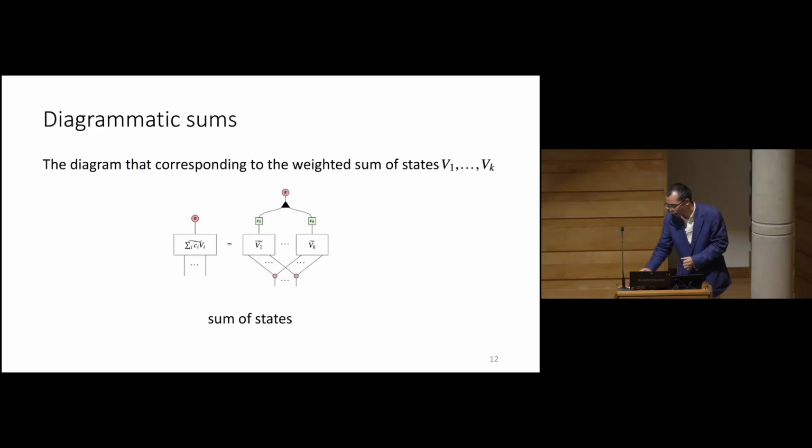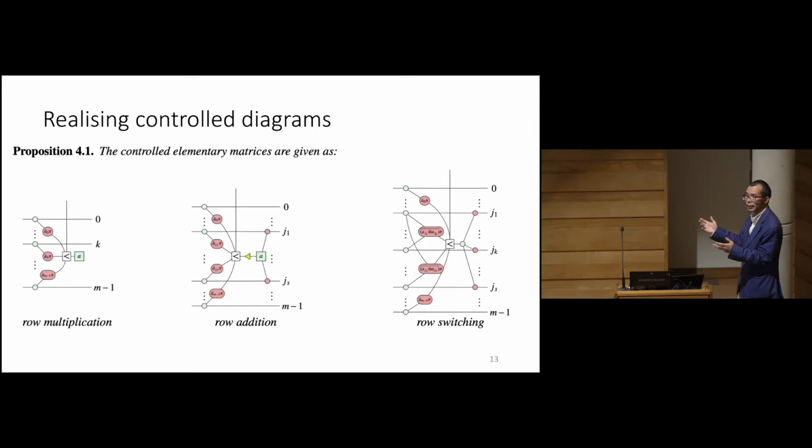But how do you realize them? In the previous talk, I think they used the inductive method, but for now we use something maybe more constructive. So for a controlled matrix, how do we realize it? Each matrix, in linear algebra, you can decompose via elementary transformations, and then you can represent all the matrices in these W diagrams.